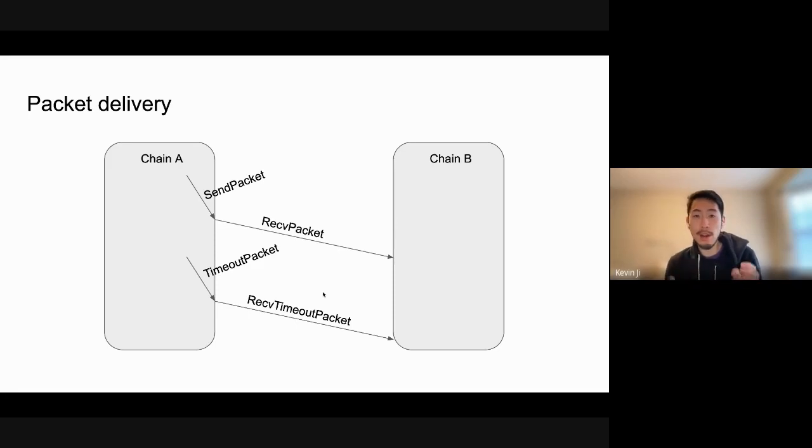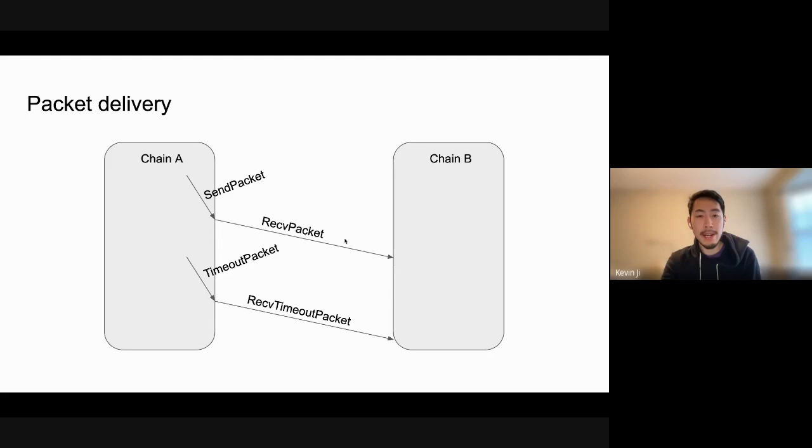So packet delivery is pretty straightforward. This is sort of the core of what the relayers do. After a connection and a channel are established, the relayer's main job is to ferry these packets over. Whenever it sees a send packet on any chain, it needs to take that and send a corresponding receive packet onto the chain that it needs to be delivered to. And this is the primary way that data actually gets across between different chains.